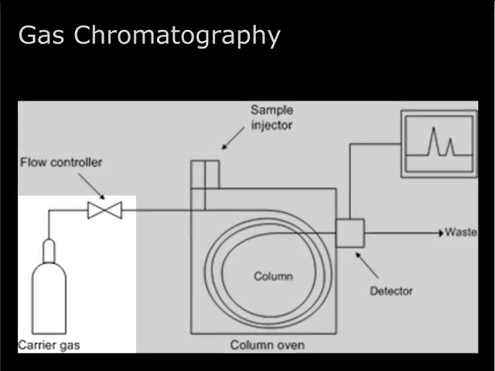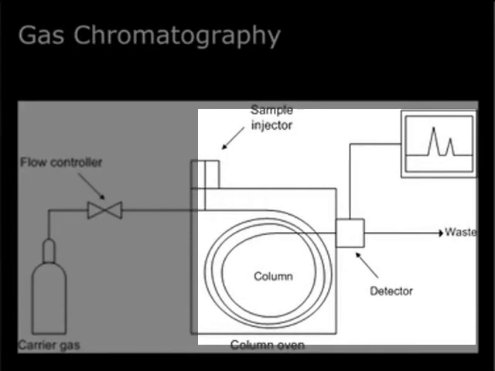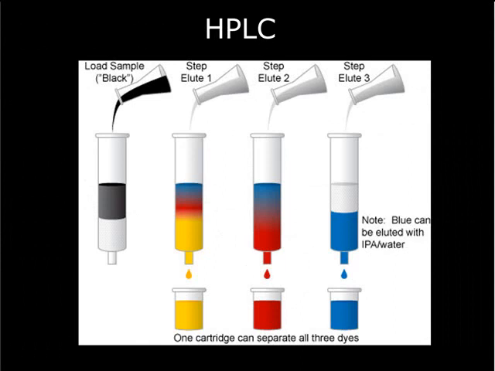In gas chromatography, a gas separates the components and then they are ionized, and an electrical signal is recorded in the mobile phase. In high-performance liquid chromatography, this is done at room temperature, which is advantageous for chemicals that are heat-sensitive or volatile. A liquid, which is the mobile phase, is pumped through a column containing fine particles, which is the stationary phase.